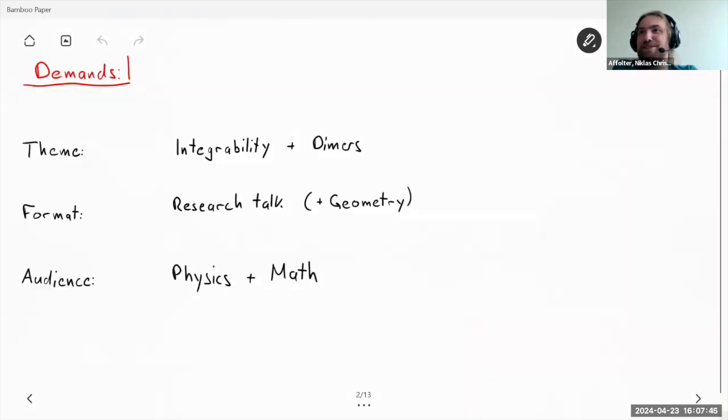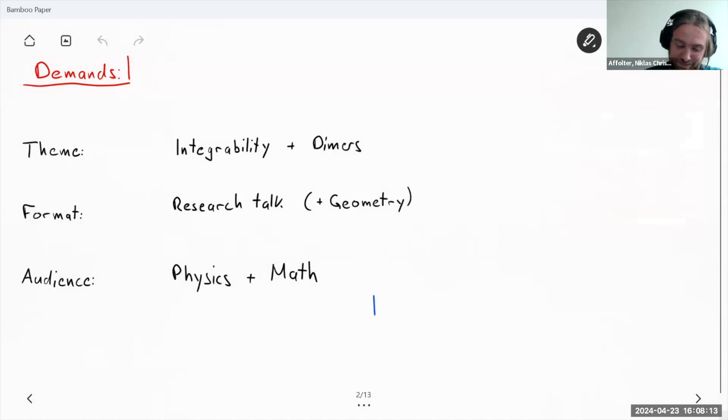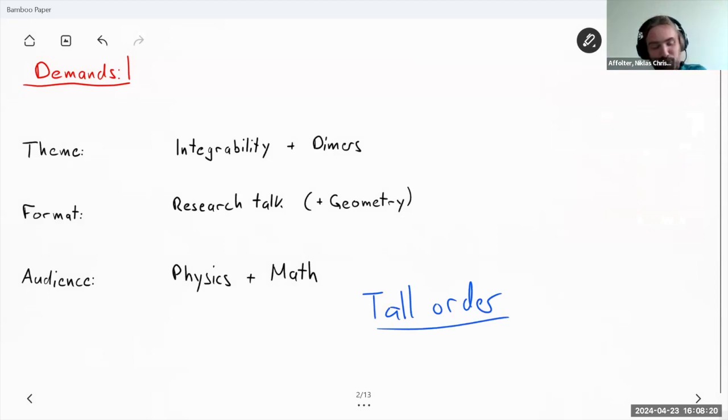When I asked what the seminar is about, there are apparently two themes: integrability, this trimester, and dimers this afternoon. Also, it's supposed to be a research talk, which in my case would somehow mean geometry. And the audience apparently consists of physicists and mathematicians, right? So when I first heard this, from Ariane and from Paul, I thought that's difficult to do all in one talk.